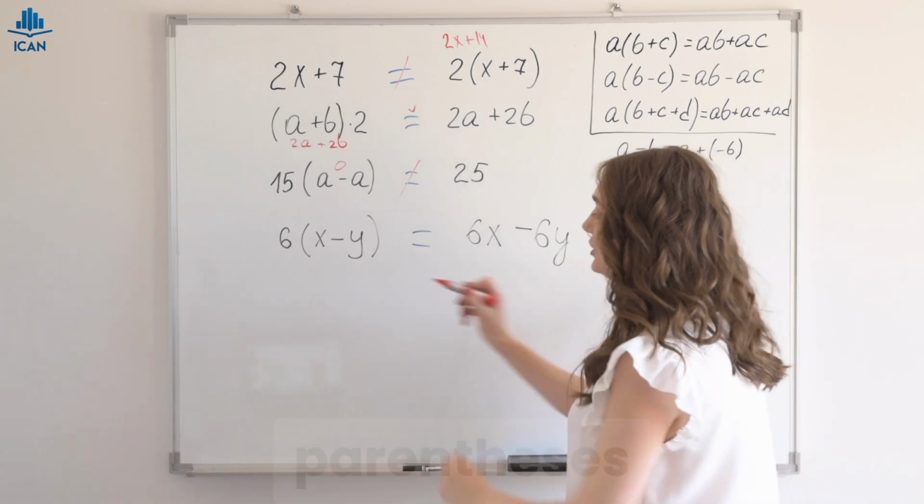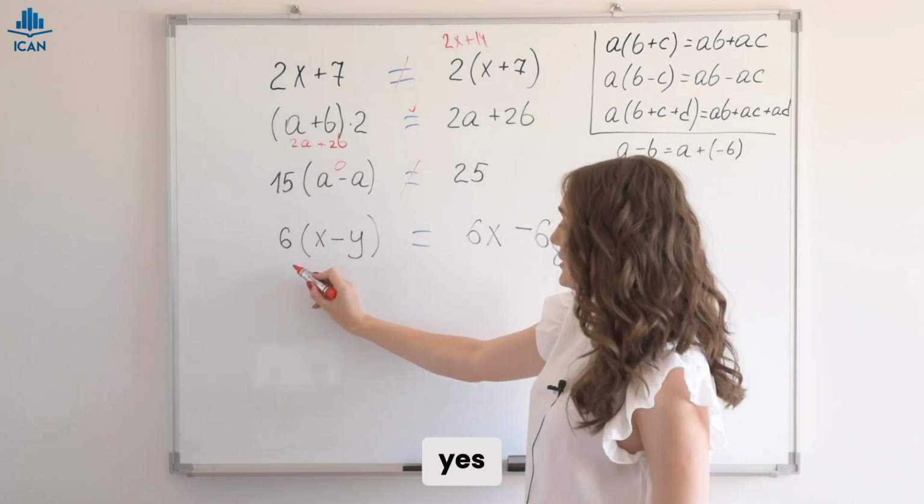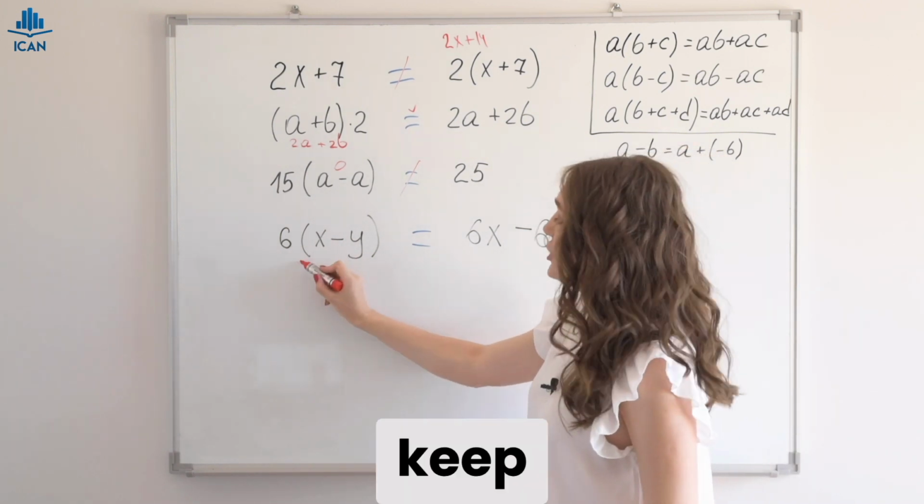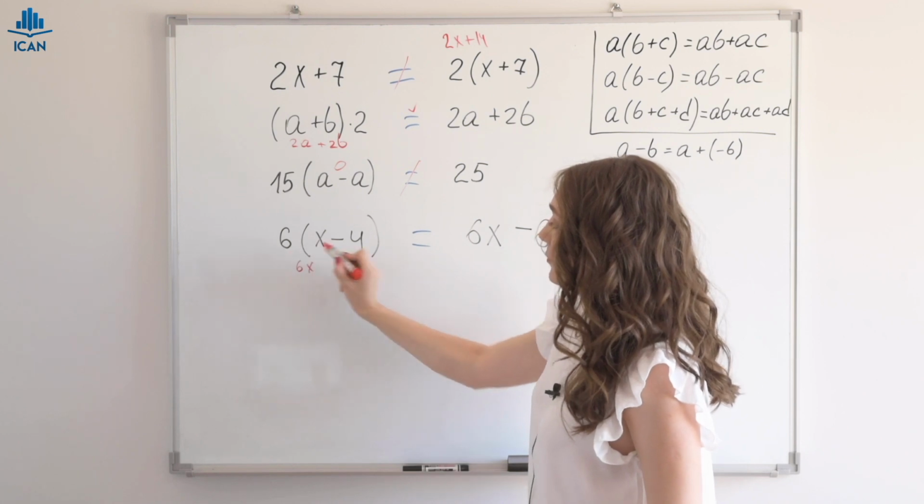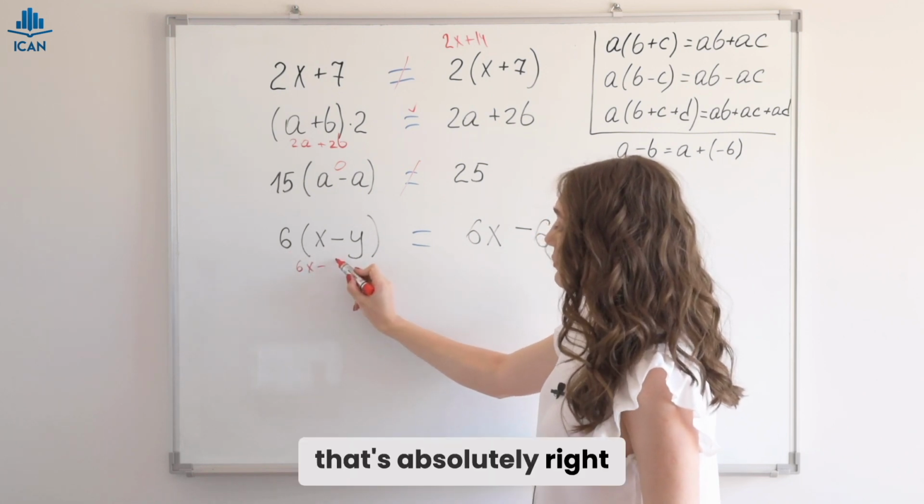6x times (x minus y) in parentheses, so let's multiply. 6x times x, keep the sign, 6x times y. Yes, that's absolutely right.